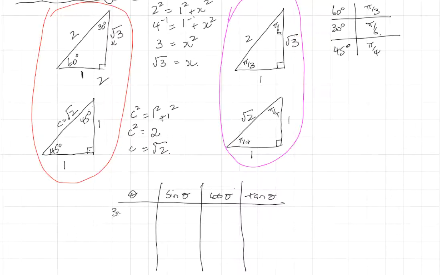So the smallest angle was 30, and 30 degrees is exactly the same as pi on 6. Now 45 degrees is pi on 4. Now we can go 60 degrees. 60 degrees is pi on 3. Okay, so they are the same size angle, just using a different way of measuring them.